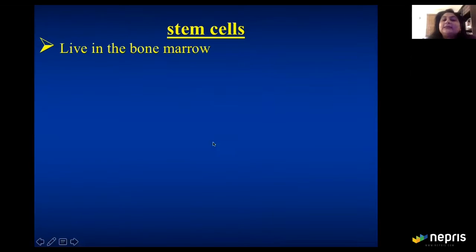Then secondly, you hear a lot of things. Why does the bone marrow work? It's the stem cells. You hear a lot about stem cells lately, right? Have you heard about stem cells? Isn't stem cells like what a plant has, a cell in the stem? They're not sure what stem cells are yet.